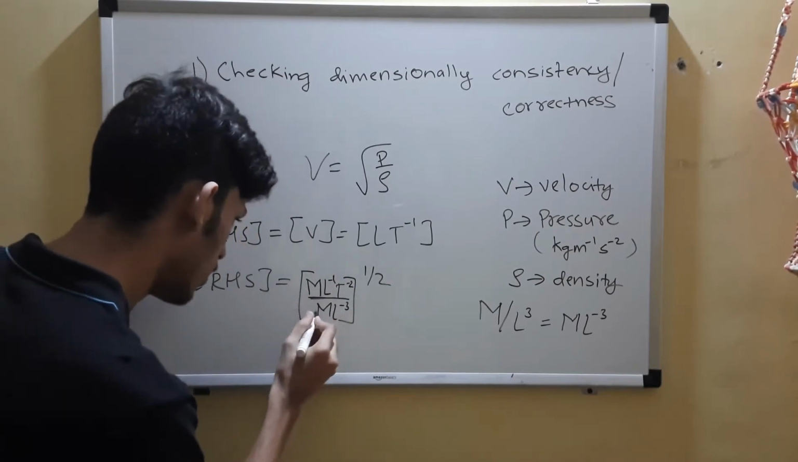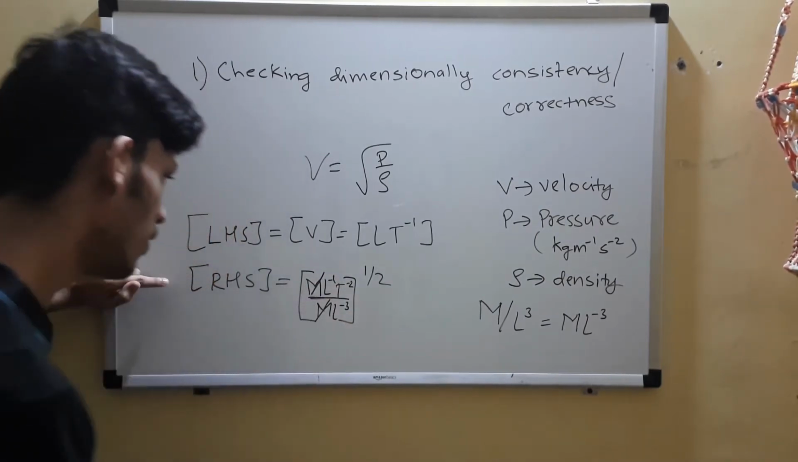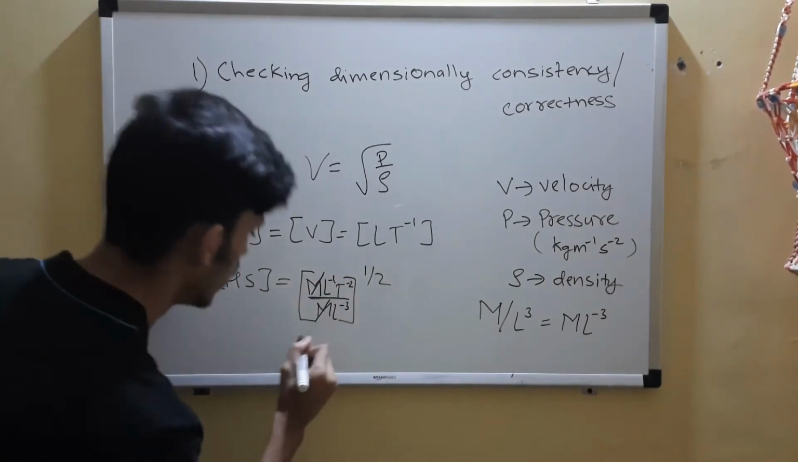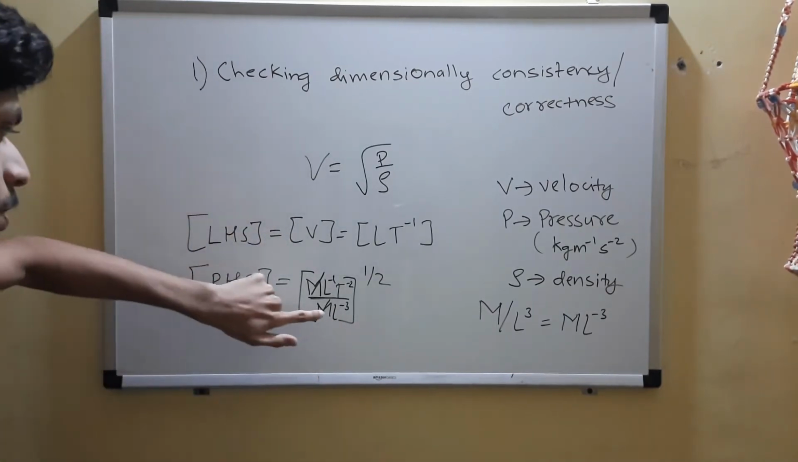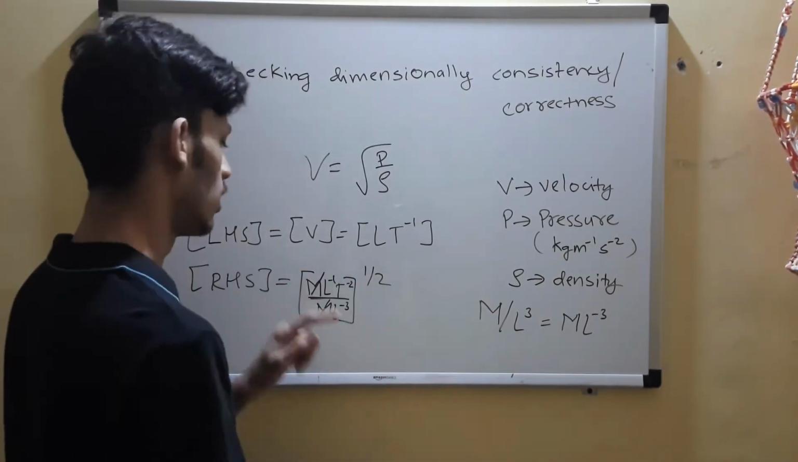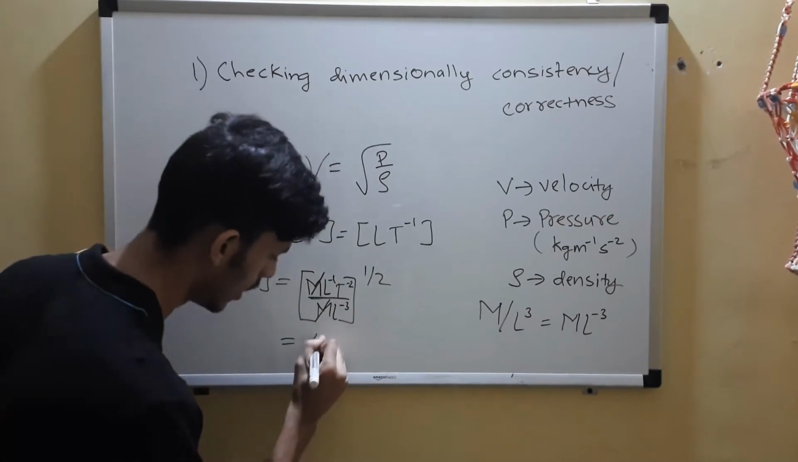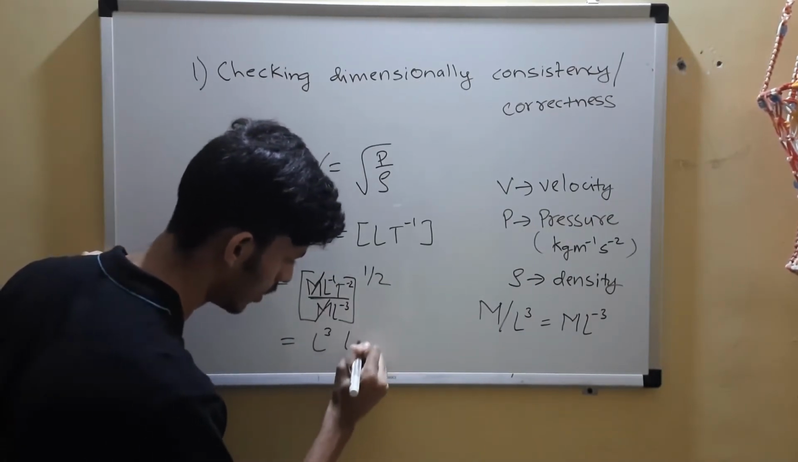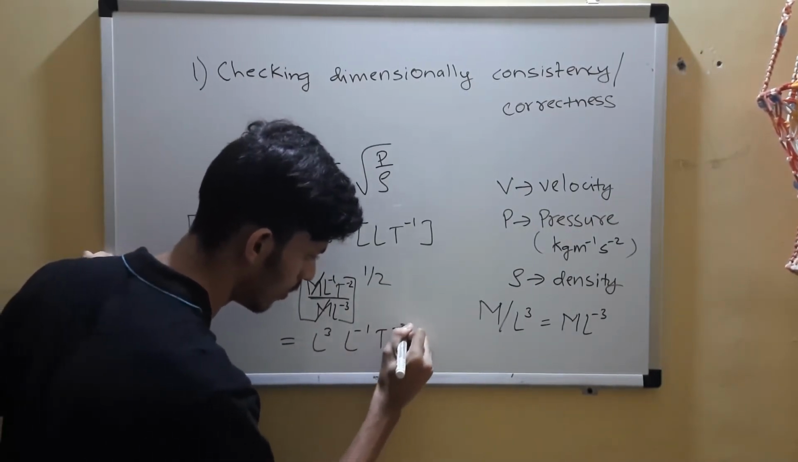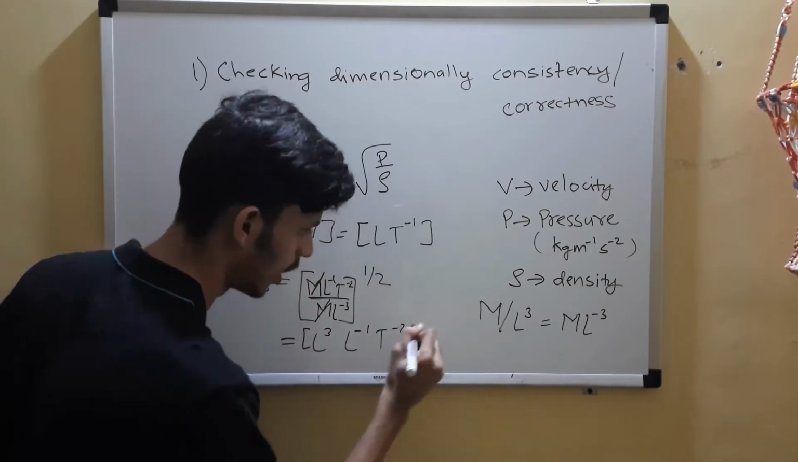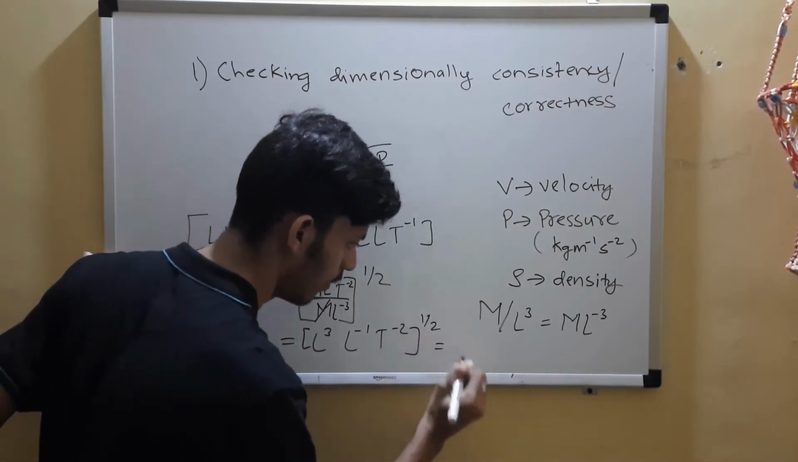Does anything cancel over here? Yes, m goes for m. Now we can't do anything, I guess. So bring that L raised to minus 3 on top. If you get it on top, change the sign, L to the power 3, and you have here L to the power minus 1 and L to the power minus 2. Okay, raised to half also we have.